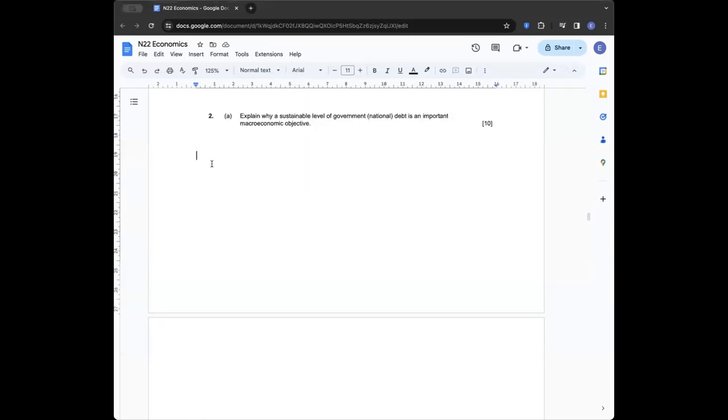Question 2A, explain why a sustainable level of government debt is an important macroeconomic objective. My intro is going to include the definitions of government debt and the importance of sustainable government debt.